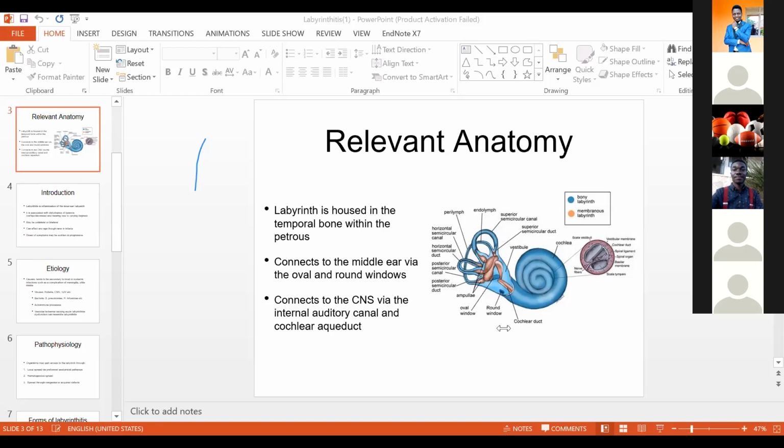Subperiosteal abscess is a complication of acute otitis media, acute mastoiditis with a subperiosteal abscess. You remember we talked about acute mastoiditis.